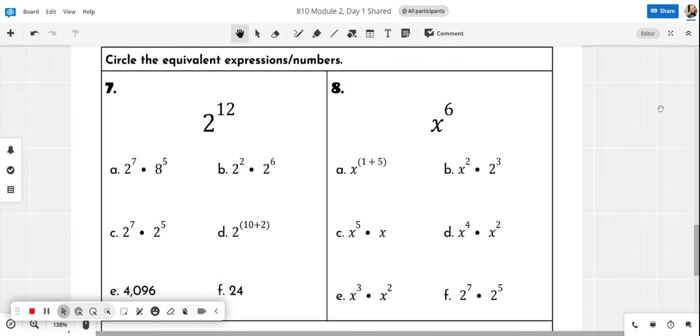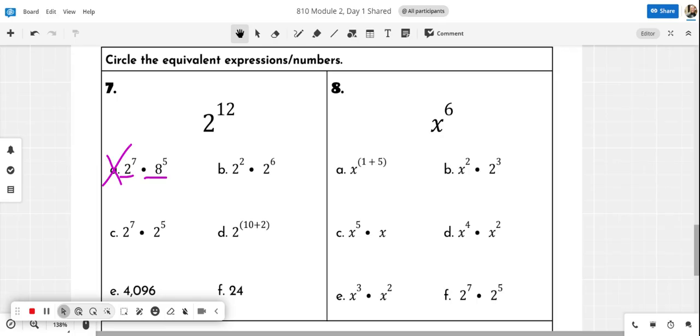Okay, taking a look at numbers 7 and 8. We want to circle all the equivalent expressions. So first things first, I want you to take a minute and see if you can eliminate any. Taking a look at A, do you notice how we have two different bases there? So I know I have to have the same base, so I'm going to eliminate that. If we have 2 to the 12th power, and I put that in standard form, I'm multiplying 2 times 2 times 2 times 2. It's a lot of 2s there. So it's going to be quite a big number.